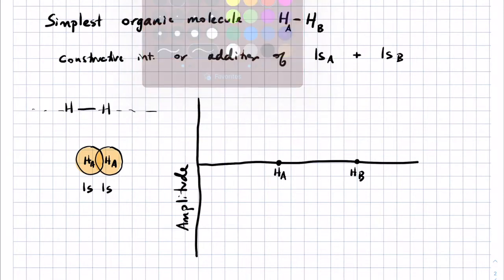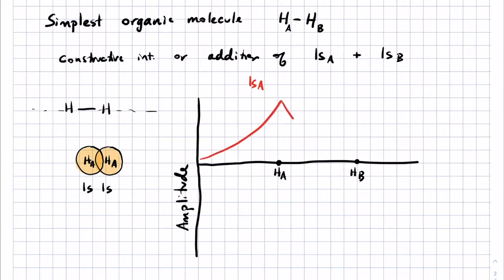If we did that, we would see that if we were to think about just the 1s orbital from hydrogen A on its own, what we would see would look something like this. And it would have a peak at the hydrogen, and then it would tail off and approach zero the further away you got from that hydrogen A. So that's just in the world where hydrogen A is by itself. That's the wave function it would have.